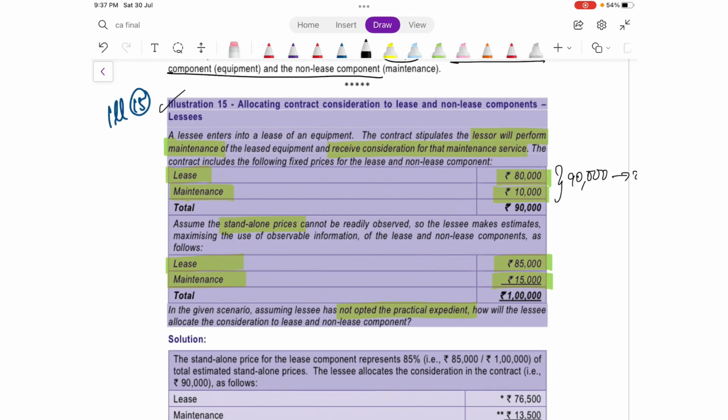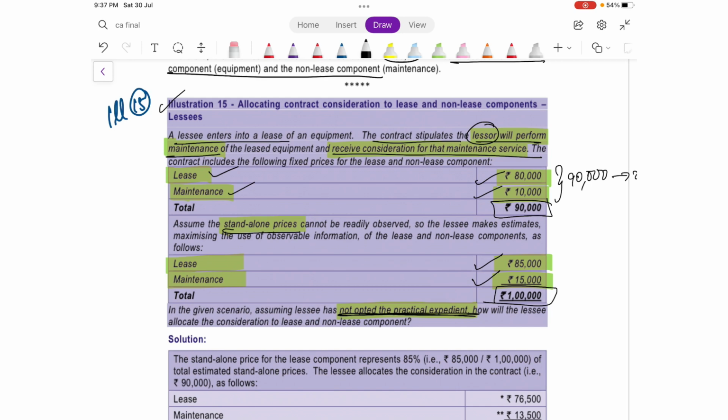Illustration number 15. So here they are saying the lessee enters into a lease of an equipment. The contract stipulates the lessor will give maintenance services and in return he will get some consideration. So the lease consideration is 80,000. Maintenance is around 10,000. So total 90,000. Here the standalone prices: lease standalone price is 85,000. Maintenance standalone price is 15,000. So here the total is 1 lakh.